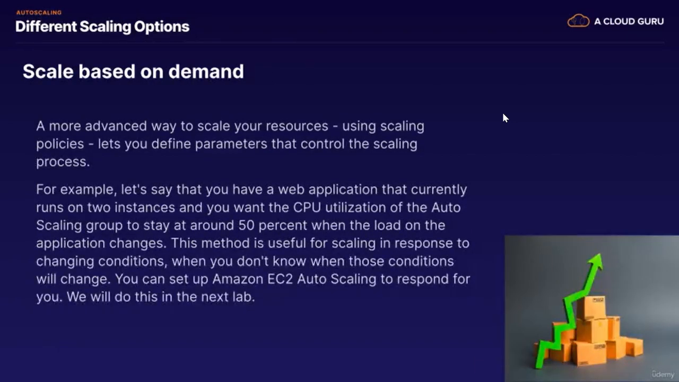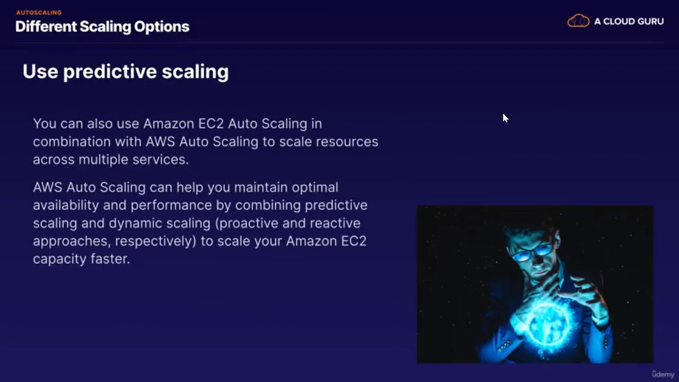We then have scaling on demand. This is pretty much the most popular type of auto-scaling. It's one that almost everyone uses. It's a more advanced way to scale your resources, using scaling policies, which let you define the parameters that control the scaling process. So for example, let's say you have a web application that currently runs on 2 instances, and you want the CPU utilization of the auto-scaling group to stay at around 50% when the load on the application changes. This method is useful for scaling in response to changing conditions when you don't know what those conditions are going to be. So you can set up Amazon EC2 Autoscaling to respond for you, and we're going to do this in the next lab.